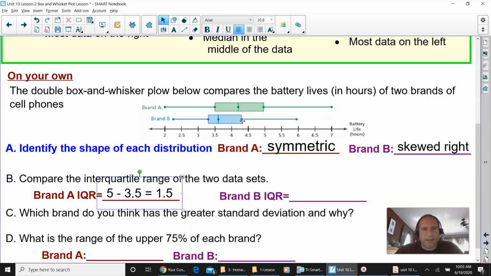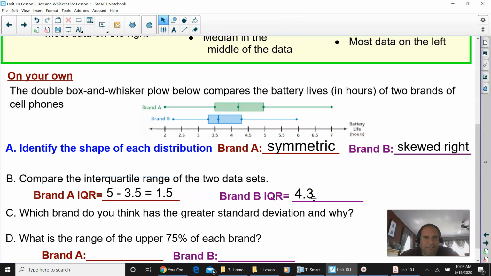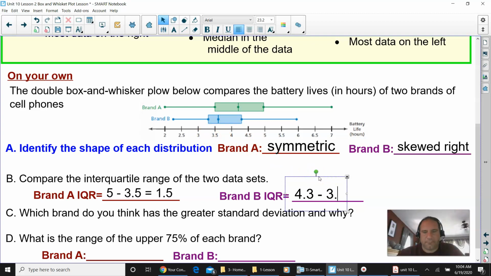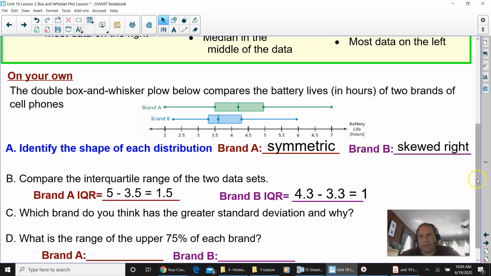All right. When we're talking about brand B, it's a little bit more difficult, but if you're talking about maybe 4.25, I decided to make that a 4.3 because it does look a little bit beyond the midpoint right there, because 4.25 would be directly in the middle of 4 and 4.5. So 4.3, a little bit right there, right? 4.3. And right here, you could put 3.3. And that's 1. So the interquartile ranges of those are right there.